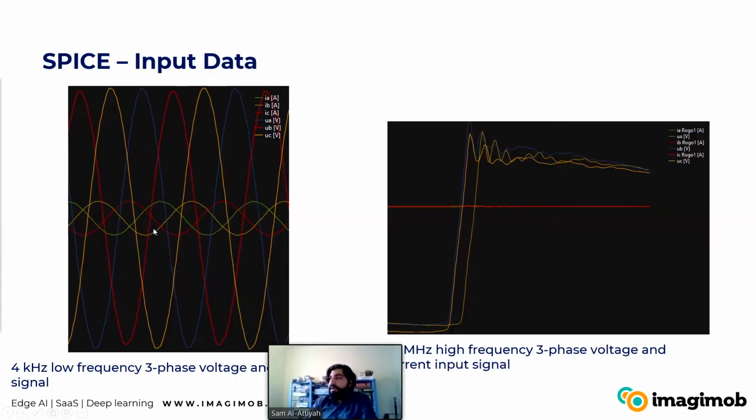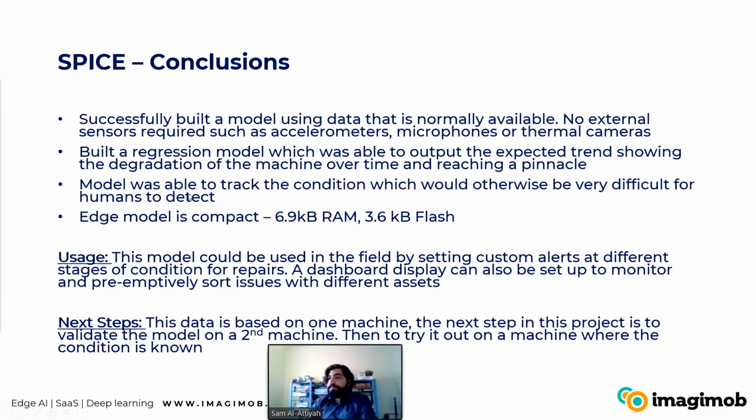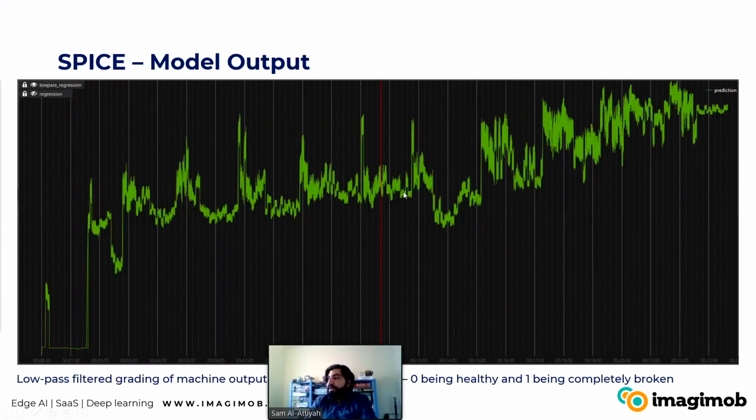So just to summarize, we had these inputs for the model. We chose the low frequency sinusoidal function, and then we got this output condition plot. So yeah, just to conclude about this space project, it was able to successfully track the performance or the condition of the machine. And it was able to do what would otherwise be very difficult for humans to be able to detect.